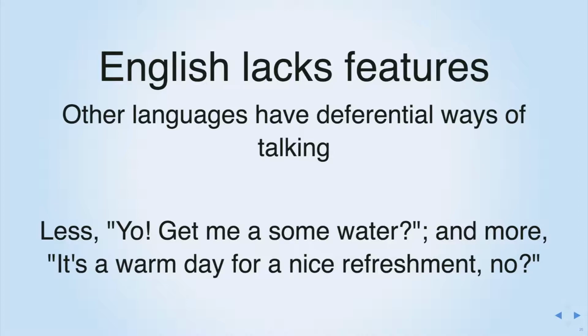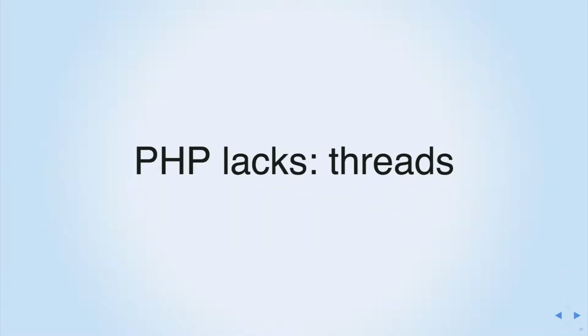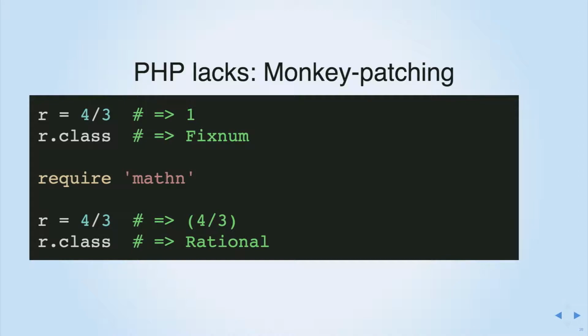That's right. PHP also lacks features. We don't have threads, which means that there's some things that are quite difficult to do in PHP, problems that require threading. And PHP lacks monkey patching, which exists in Ruby, which I'll explain on the slide. So basically, in Ruby, you can pull in a library and it will change how operators work.